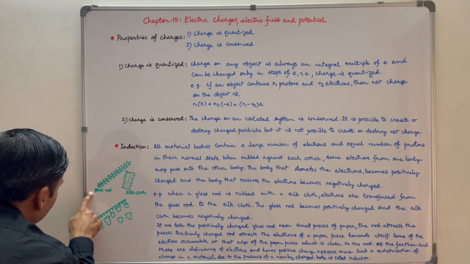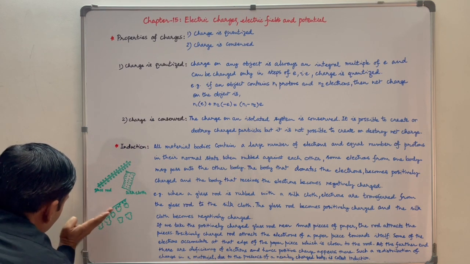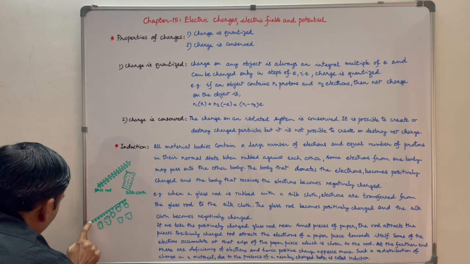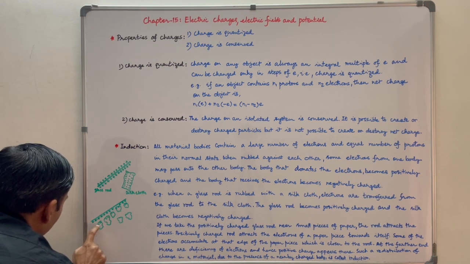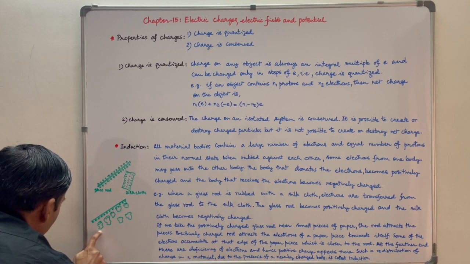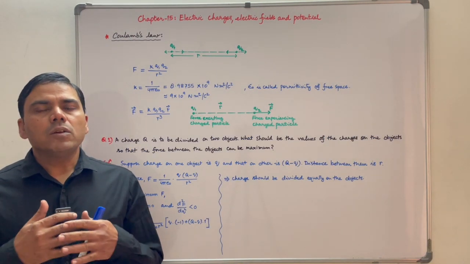When this positively charged glass rod is brought closer to the pieces of paper, then pieces of paper get attracted towards the glass rod. In normal conditions, electrons are uniformly distributed over the surface of papers. When positively charged glass rod is brought closer to the papers, then there are some electrons on the paper that shift towards the glass rod. As a result, there are more number of electrons towards the near end as compared to farther end. So such a redistribution of charges in a material body due to the presence of nearby charged body is called as induction. Now let us understand Coulomb's law.